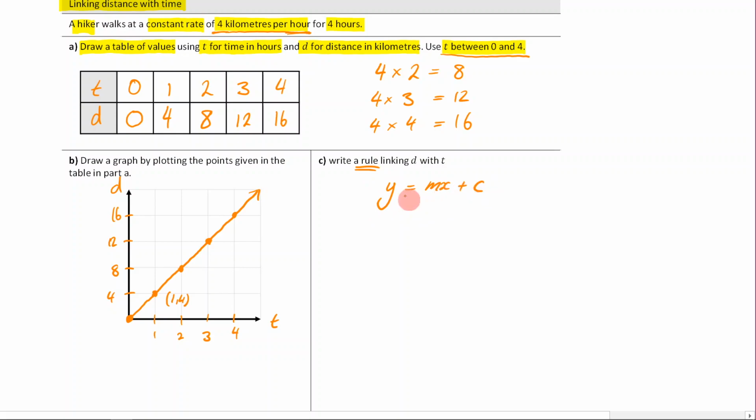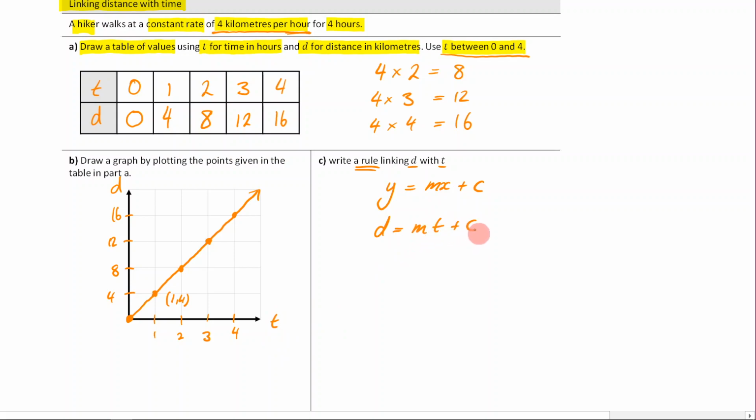Now we know that we're not dealing with y and x, we're dealing with d and t, so you're going to have to replace them. Now remember, d is on your y-axis, so that means my y here is d, and my x is t. So I'm going to get d is equal to mt plus c.